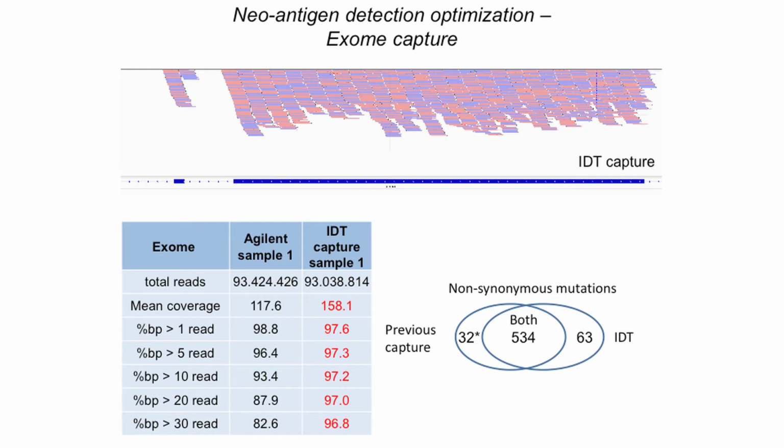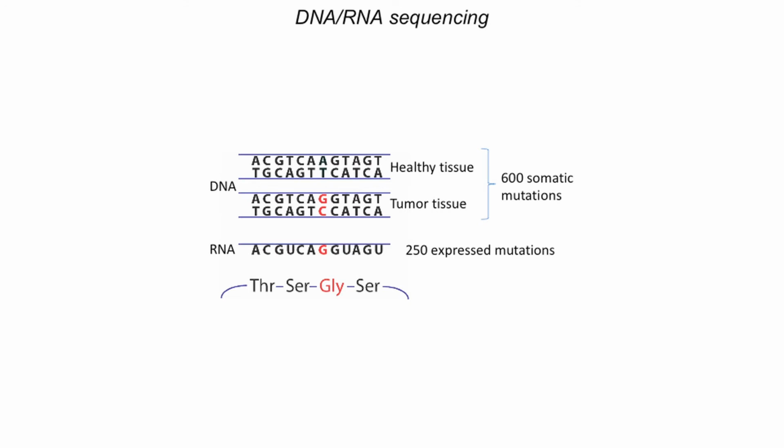So for this specific case, after optimizing the detection workflow, we ended up with 600 non-synonymous somatic mutations. And one of the filters we have been employing is to check whether these non-synonymous mutations are expressed at the RNA level. And we also sat together and wondered whether this was being done correctly.